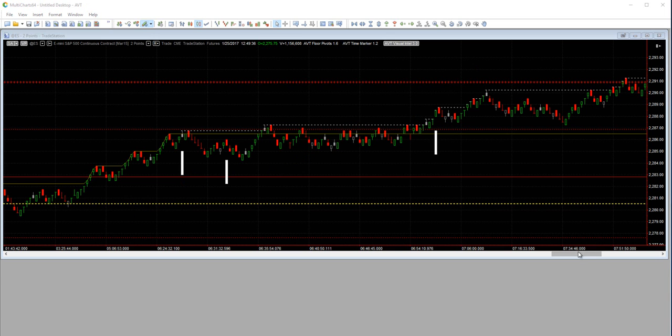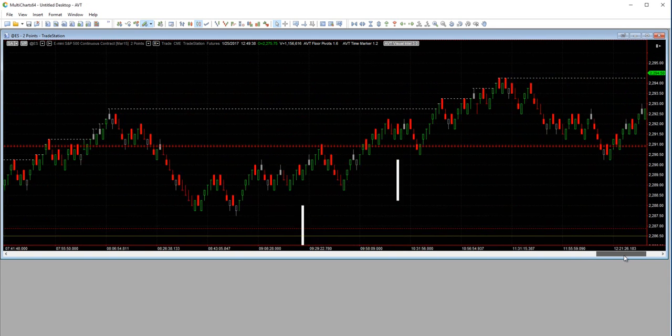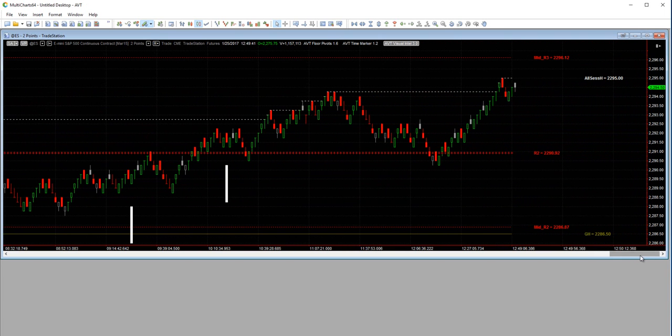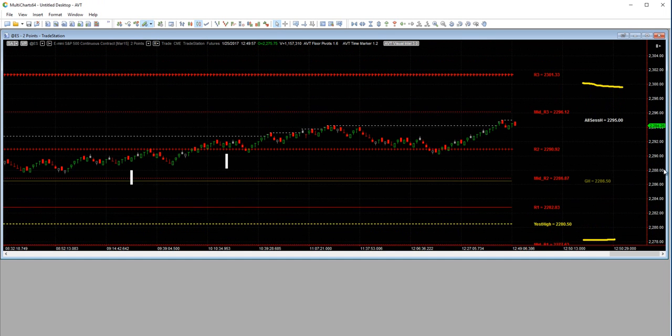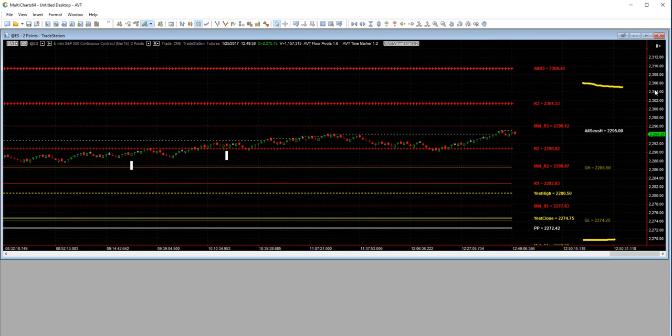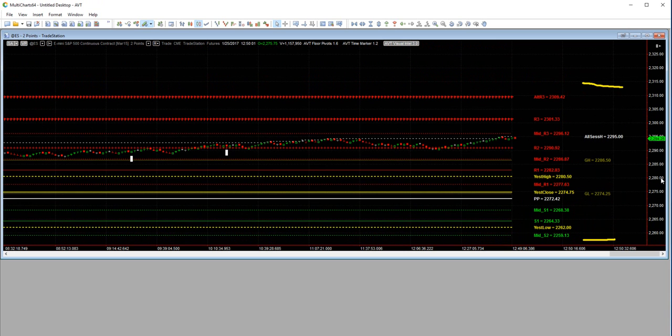So let me just scoot over to the end of the day so I can show you that the all sessions high level is printed out for us in real time all day long, as well as the Globex high. And if we were to look at the bigger picture in the scale, if we kind of draw this up, then we'll see the other ones on the other side as well.